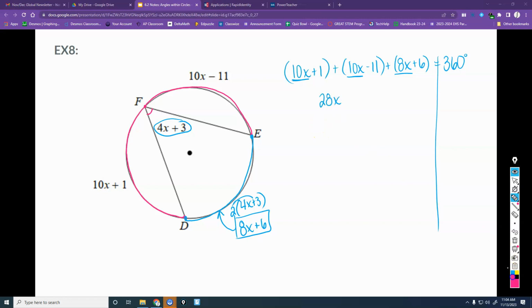I also have 1, negative 11, and 6. And that is going to give me negative 4. And this is going to be equal to 360. So I wrote that kind of far away from the equal sign there. But what would I do now, Passion, to solve that?